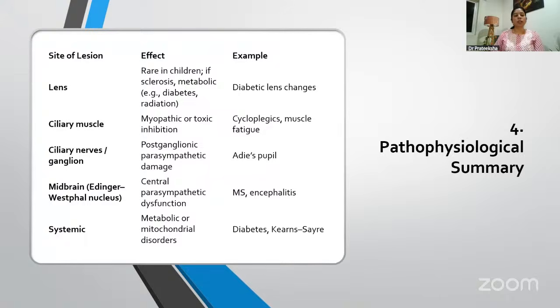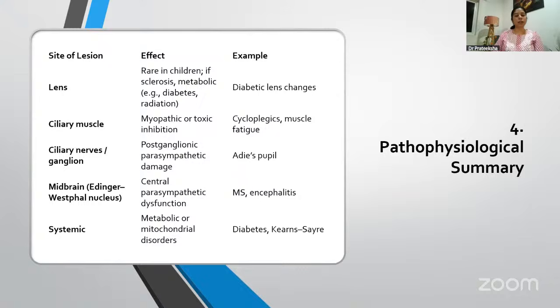Now, this is the pathological summary. So, the causes of presbyopia in children. First is lens, which is rare in children, if sclerosis or metabolic causes like diabetes or radiation. Then diabetic lens changes can occur. Then ciliary muscle: myopathic or toxic inhibition. It could be due to cycloplegics or muscle fatigue.